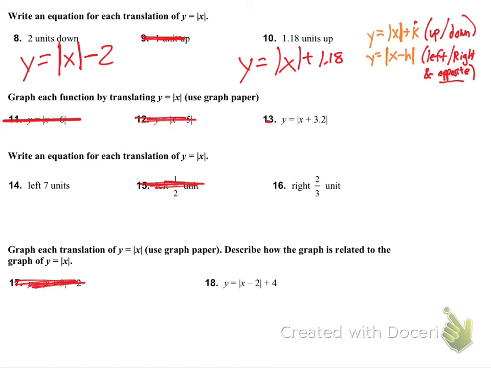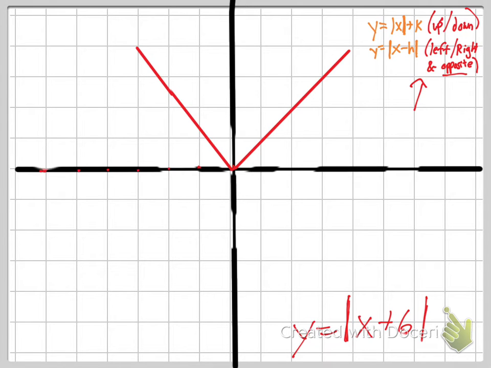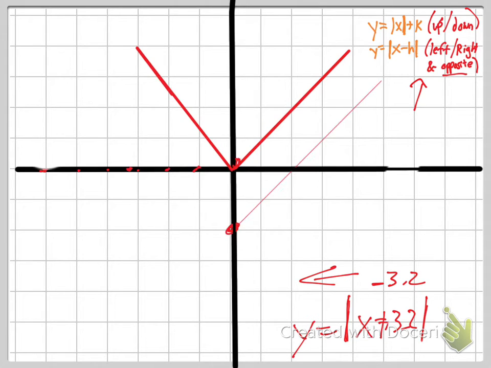So 13, y equals x plus 3.2. So all I'm doing here is replacing this 6 with plus 3.2. So that means all I'm going to do is do a negative 3.2, and that means I'm going to the left. So I'm going to go 1, 2, 3. So 3.2 would probably be right about there. And I'm just going to draw some lines right there. That's it.